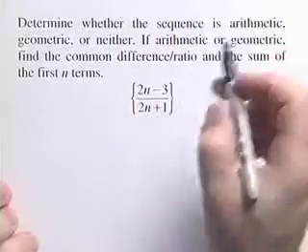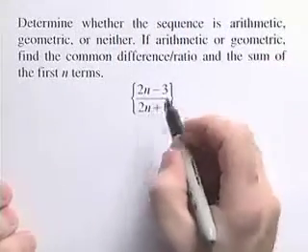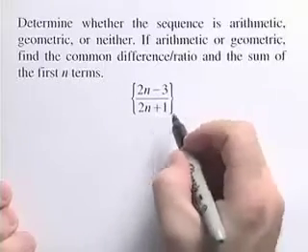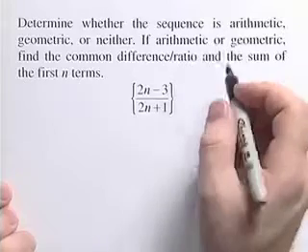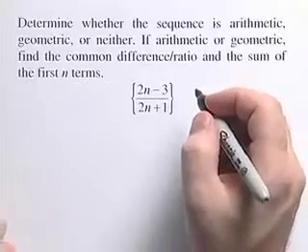Here again we're given the general form of a sequence, and we're asked to determine if this sequence is arithmetic, geometric, or neither. Our general term is (2n - 3)/(2n + 1). To determine if the sequence is arithmetic, we need to look at the difference between consecutive terms.